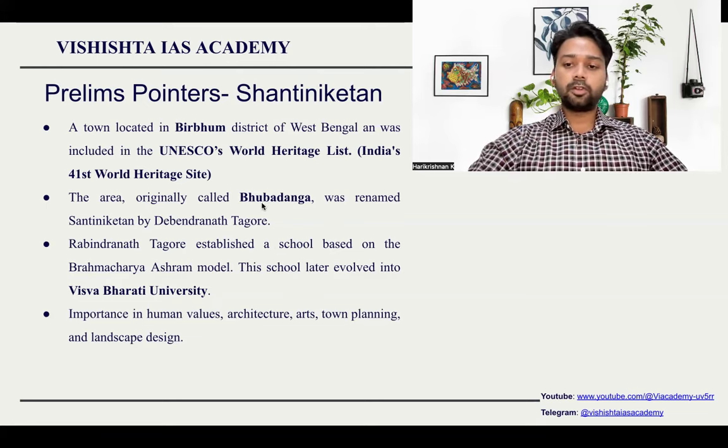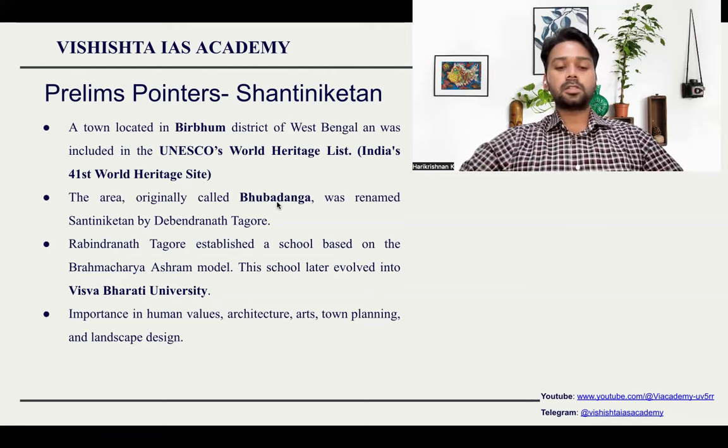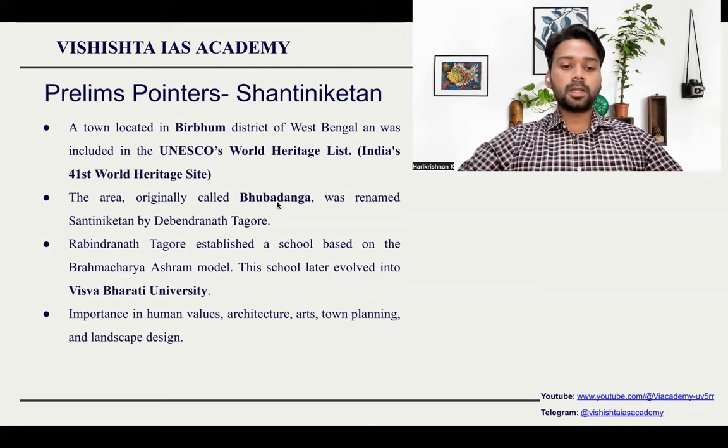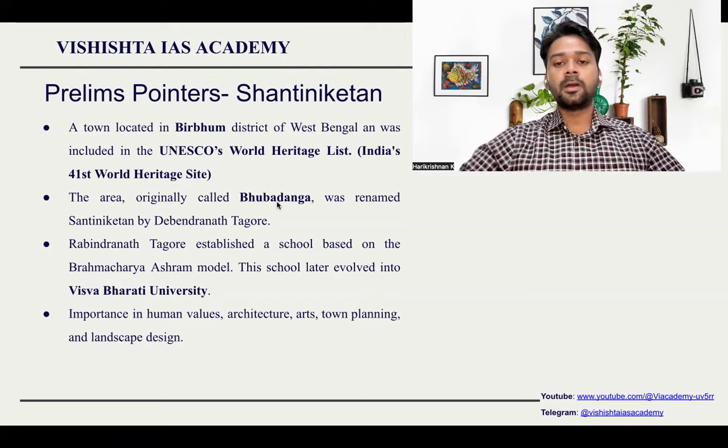He went to a place called Bhubadanga, located in West Bengal, and then he renamed it Shantiniketan. He built a house there, and later he understood that this place is very beautiful. So Rabindranath Tagore, who is the son of Debendranath Tagore, established a school there.